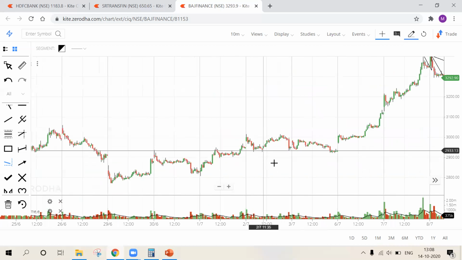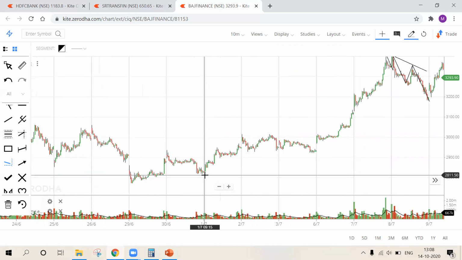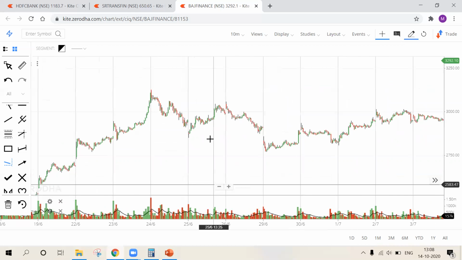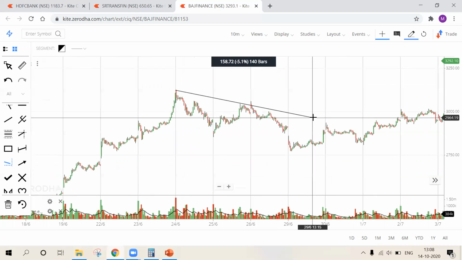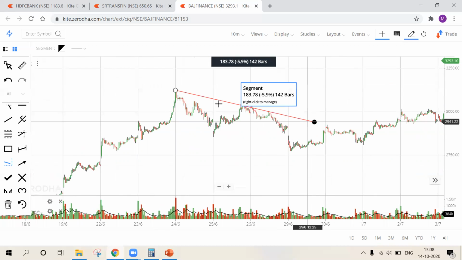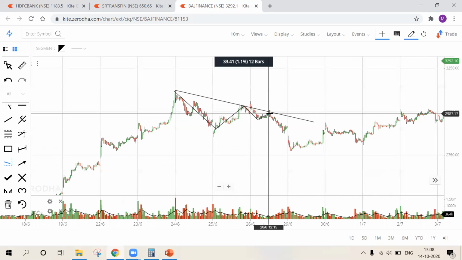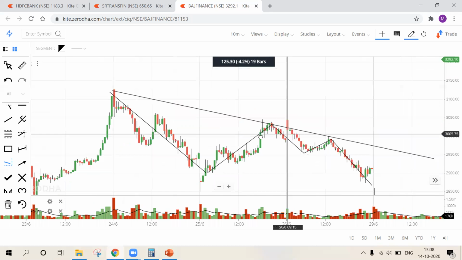Now again, I look for a third reaction. Any third reactions here? This seems a little good. First reaction, second reaction, third reaction. Boom. All these are my profits.